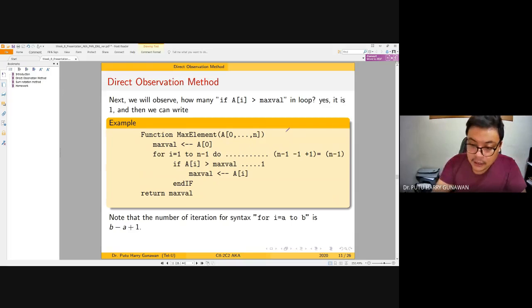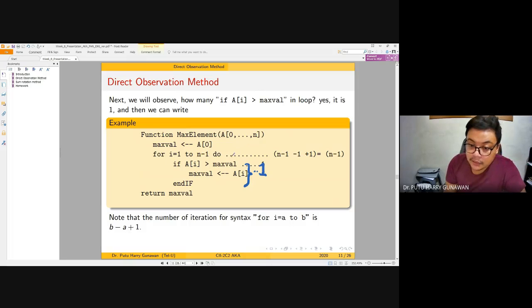So finally we can write something like this. Since this is one, it is executed in 1 second. There is no other syntax at this level, and then we move to the for loop.